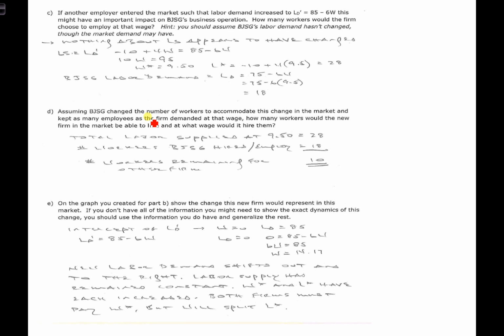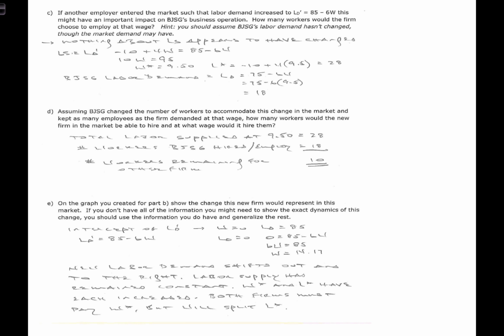How many workers would the new firm in the market be able to hire and at what wage would it hire them? Well, it's going to hire them at 9.5. That is the new market clearing wage. That's the wage that BJSG has to pay in this market. It's a competitive market. I indicate that in the leading story. But also, there are only 28 workers available in the market, of which we now know BJSG has hired 18, and that leaves 10 for the new firm.